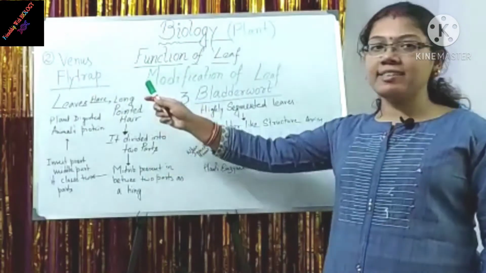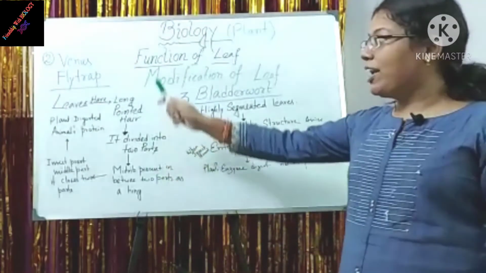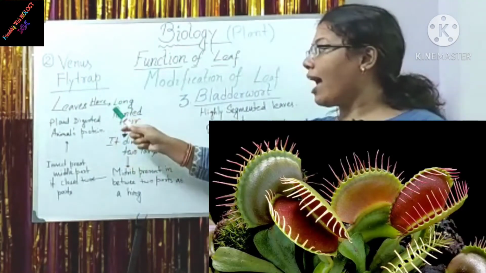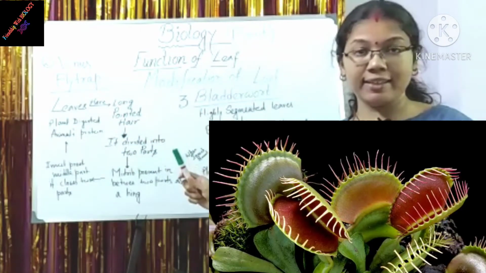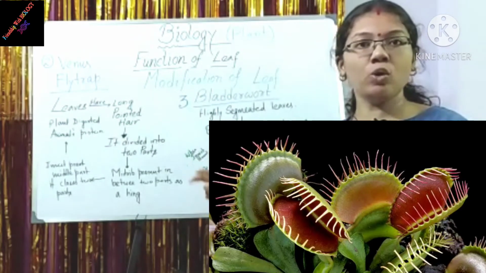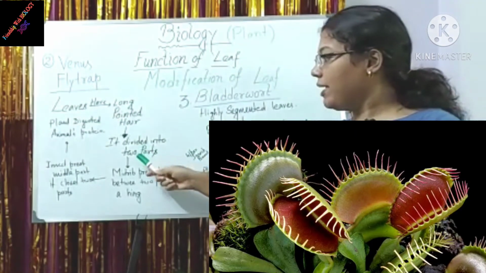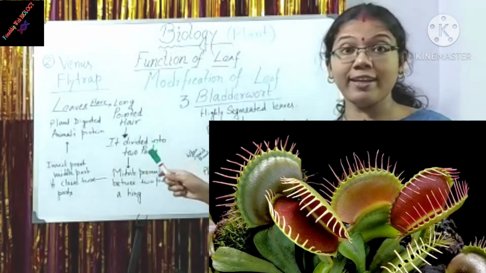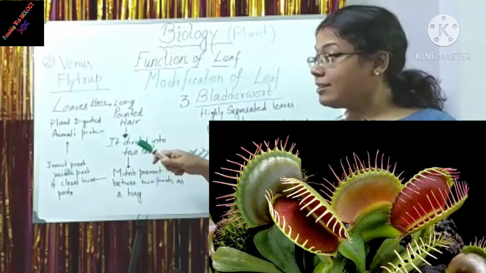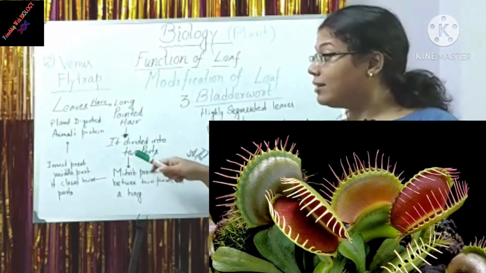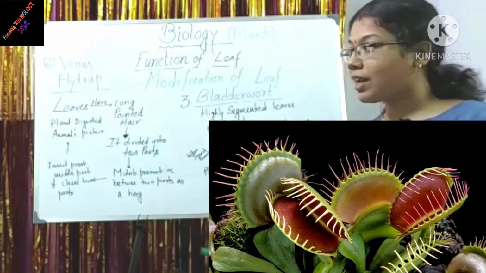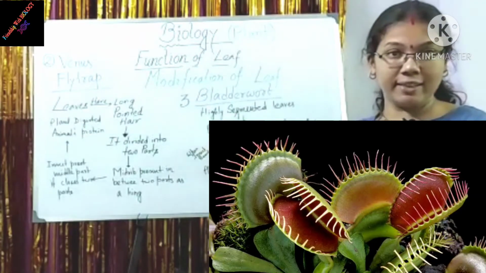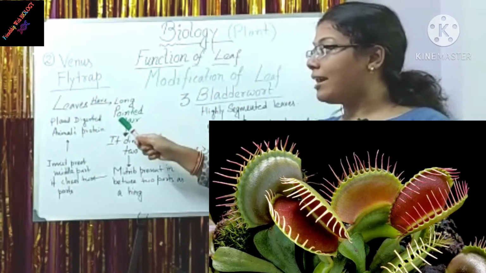Friends, another insectivorous plant is Venus flytrap. In this plant, leaves have long pointed hair. The leaf can be divided into two parts. Midrib is present in between these two parts. When an insect is present on this middle part, then this part closes and traps the insect and the plant digests the animal's protein.